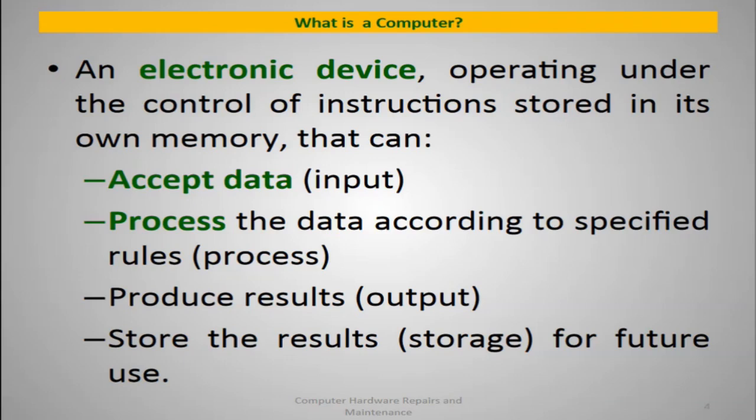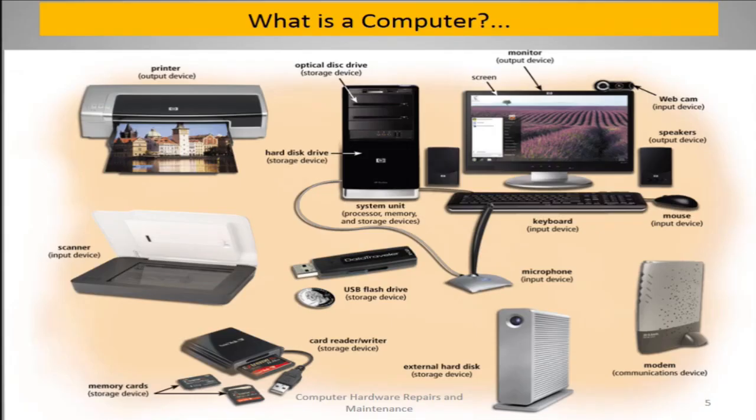And you don't need to memorize everything. The most important thing is you say it's an electronic device, it has instructions, it has its own memory, and it has these functions: accepting data, processing data, producing results, and storing the results for future use. That's all. It's not hard to keep this in mind. Anytime you are asked what a computer is, this is the right answer. Now we move on to examples of computers.